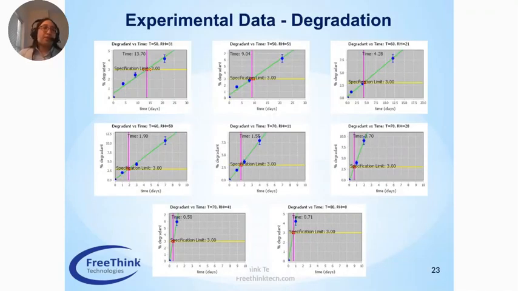So this is an example of the experimental data for degradation. You can see each of these plots is one temperature and relative humidity condition. The top left here is 50 degrees C, 31% RH, 50 degrees C, 51% RH, and so on. You can see here we're actually getting the green line, the fit to the data. It's linear. So this is a case where we do have linear kinetics.